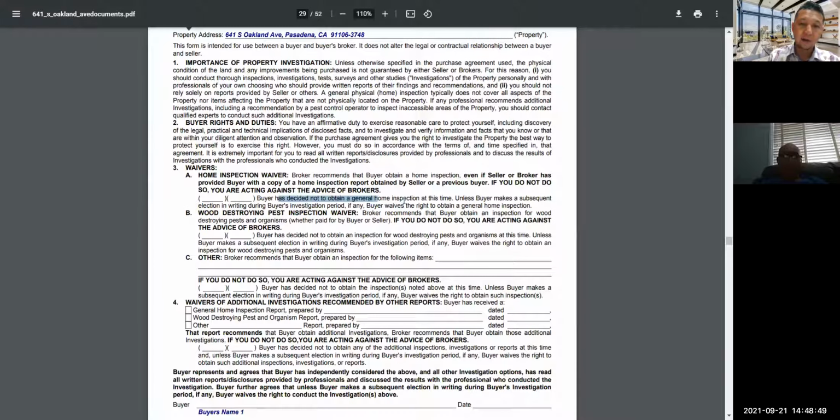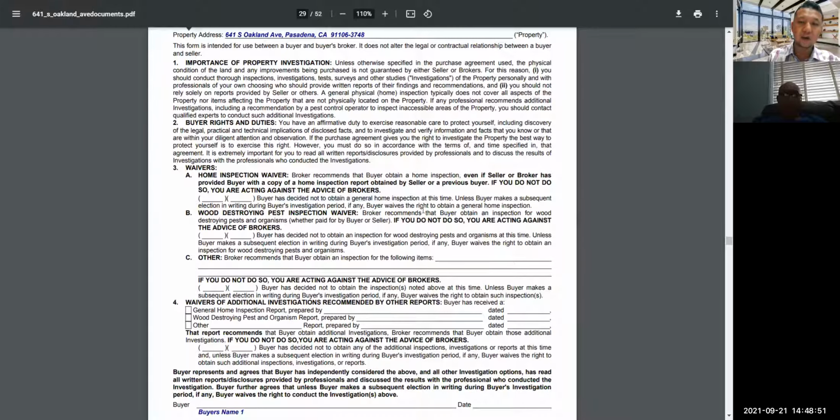Buyer decided not to obtain a general home inspection, even though it's strongly recommended by agents to do so, even if it's brand new construction. The buyer may also waive the termite inspection because it looks good. Maybe it's new and the wood is not that damaged. So it's possible, but older homes typically do have some sort of termite work needed.